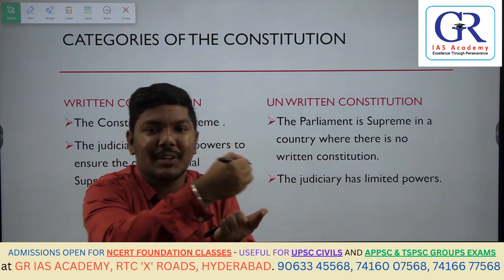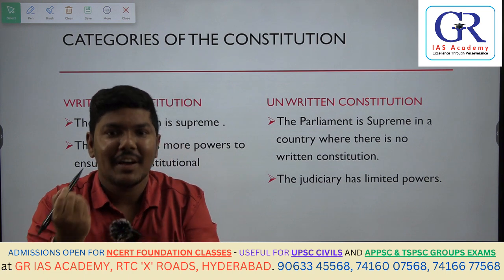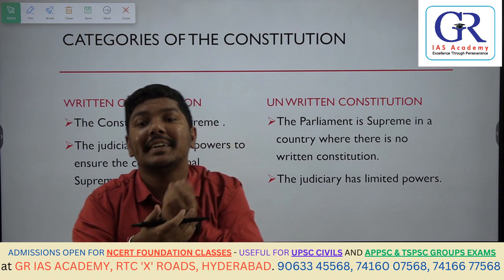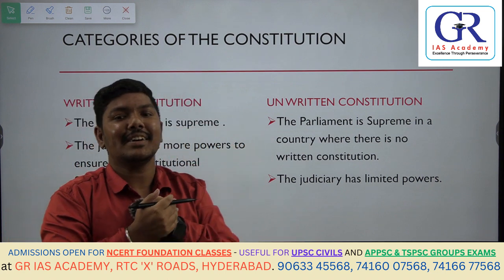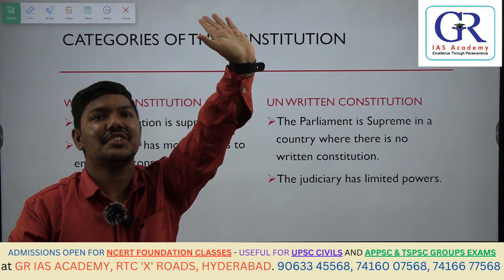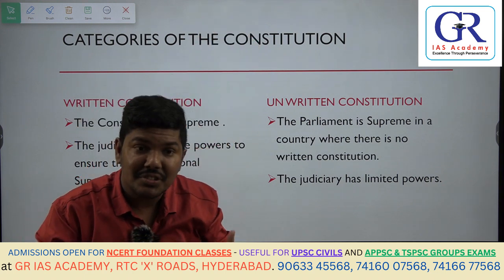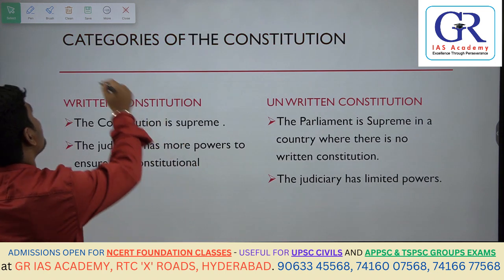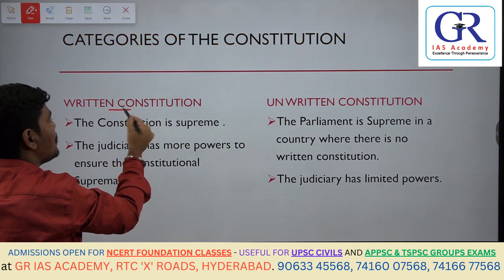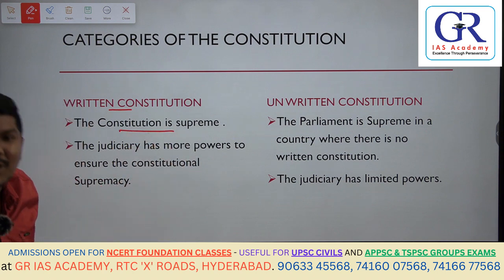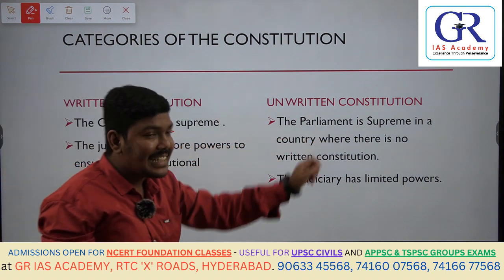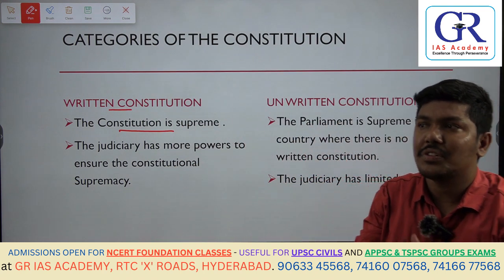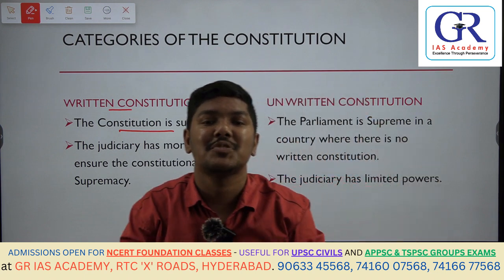All the executive orders, all the legislative laws, and the judgments of the Supreme Court have to complement the Constitution of India, because in our country the Constitution is supreme. The Indian Constitution is a written Constitution, and one such characteristic is that the Constitution is supreme. But on the other side, if you talk about the unwritten constitution, British, what is supreme? The British Parliament is supreme.